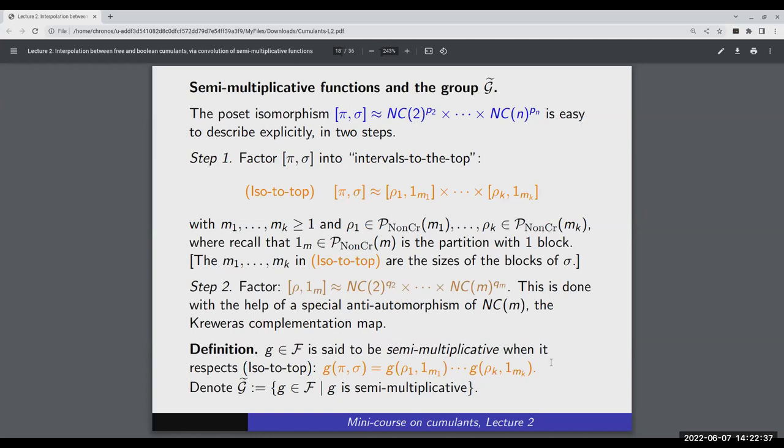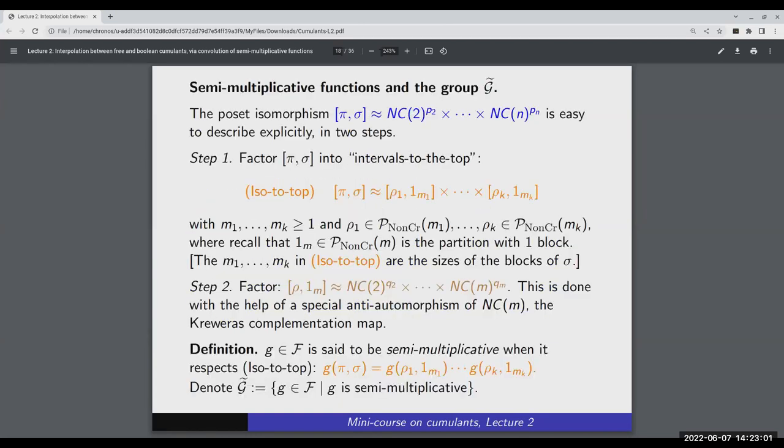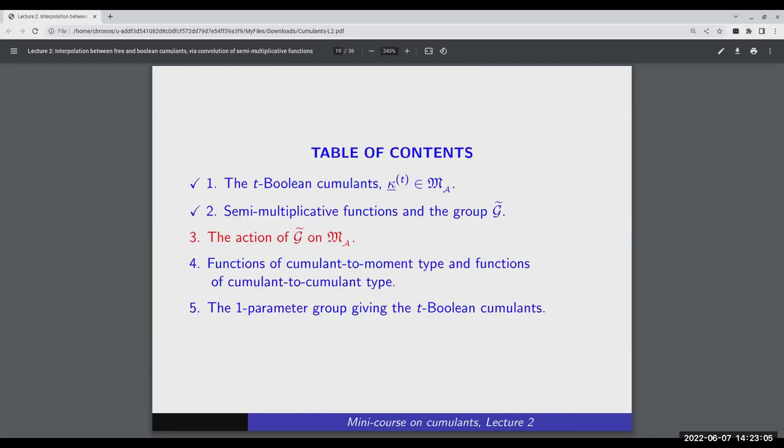And in this way we get a bigger group. That's our point. The multiplicative functions were good for describing multiplications of free random variables, but you cannot use the multiplicative functions for connections to cumulants. The semi-multiplicative ones you can. And this means that I'm done with my second part, because I explained what is the group G twiddle. It's a group of functions under convolution.